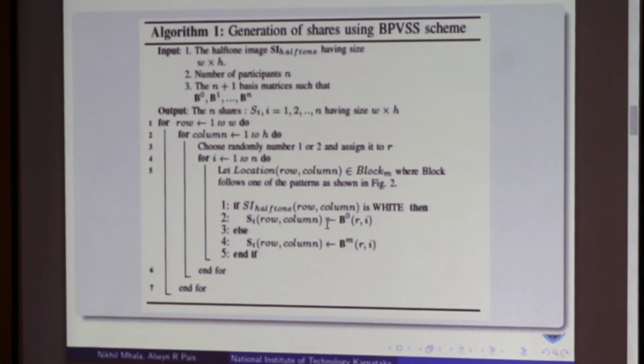After generating the halftone, we will select random pixels from it. For a random pixel, if it is white, we will have tables which will pick random values and convert it into zeros and ones. All will be converted.